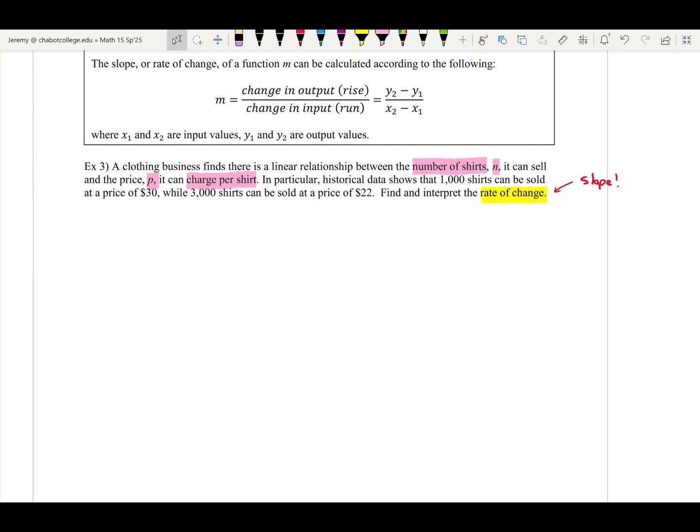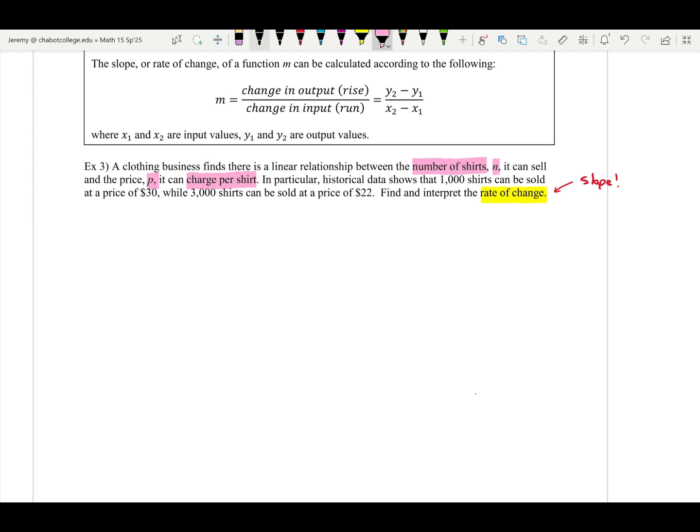And we're given some information here. 1,000 shirts can be sold at a price of $30, and we can assume this is 30 per shirt. And 3,000 shirts can be sold at a price of $22. So this is really looking like a couple of ordered pairs here, right? We have an N value and a P value, and then another N value and another associated P value.